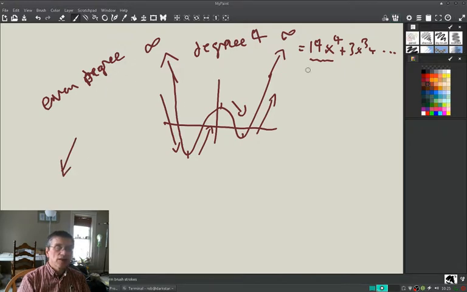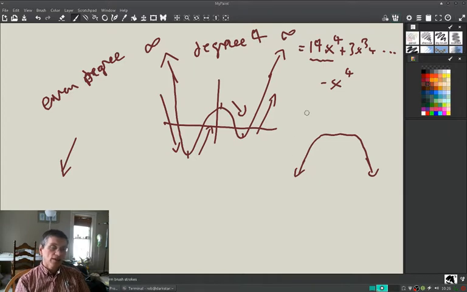Also, if this was negative x to the 4th, minus x to the 4th, then it would go off to infinity in the negative direction, just like a negative x squared, like a negative parabola. Alright, this could look like this. It also could flatten out, have only one turning point. This is another valid degree 4 equation.